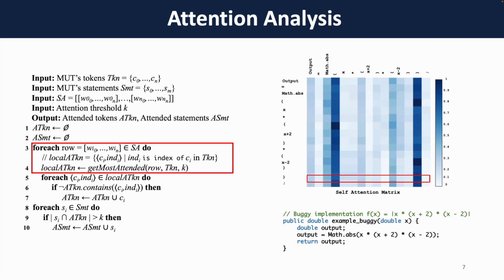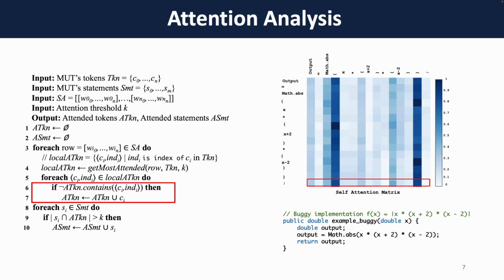As you can see from the figure, first we iterate over each row of the matrix and get the column of the most attended token and call it local attended token. Then we iterate over the column and store all of the local token values. At the end, we look at every stored statement and check if its ranking is higher than K. If it is higher, we store it and later use it for our analysis.